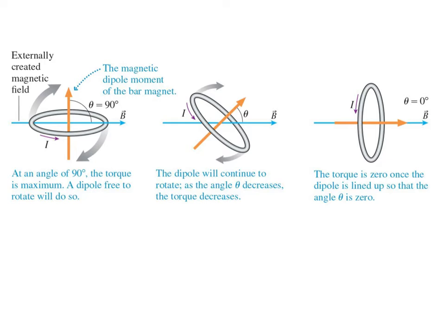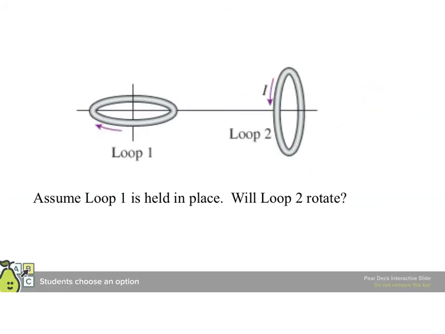Now, if there are no drag forces, of course, what would happen is it would spin past that, it would flip, and then it will keep going back, oscillating back and forth, because at this point there's no torque, but there's still inertia that would carry it forward. All right, assume that we hold current loop 1 in place.